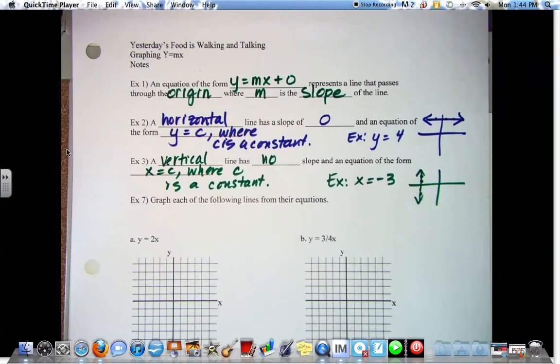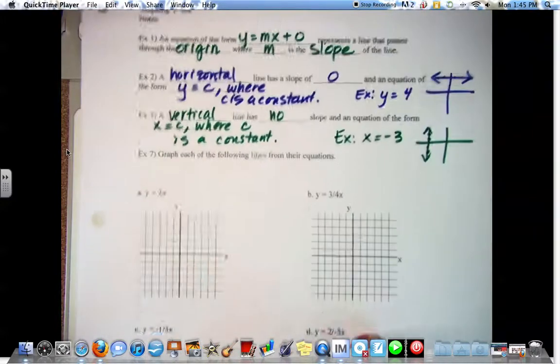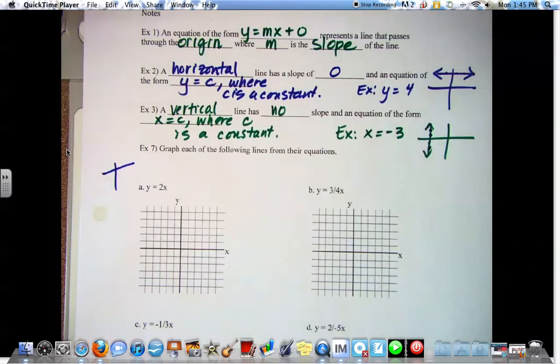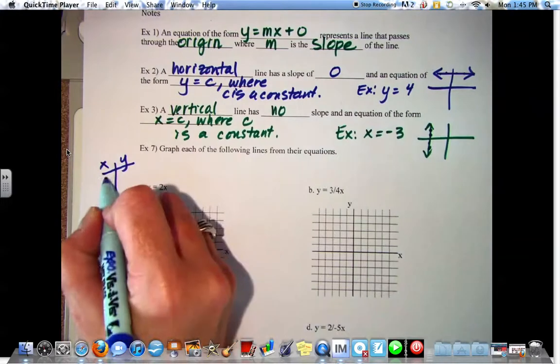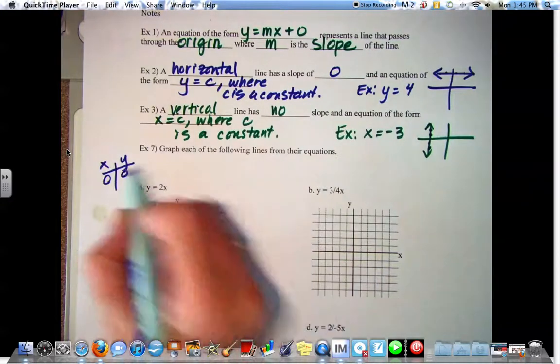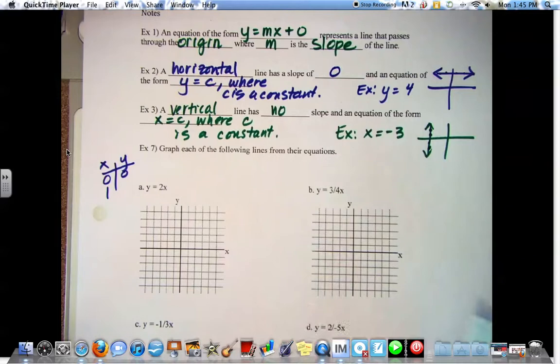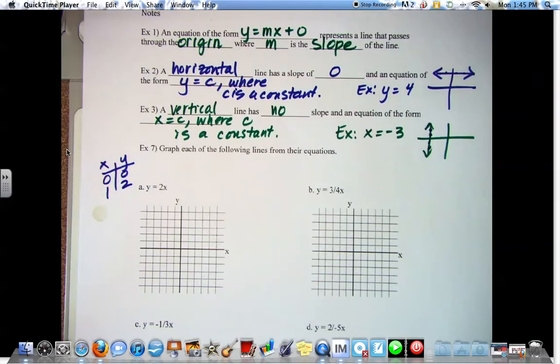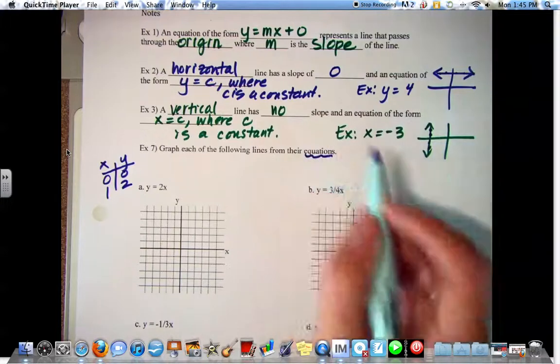All right. Graph each of the following lines from their equations. So, we have y equals 2x. Now, the past week or so, we've been looking at equations, and we've been filling in t-tables and graphing the points from the equations. For example, if I put in 0, I have 2 times 0, which is 0. If I put in 1 for x, it is 2. There's another way that we can do this by looking at the equation.